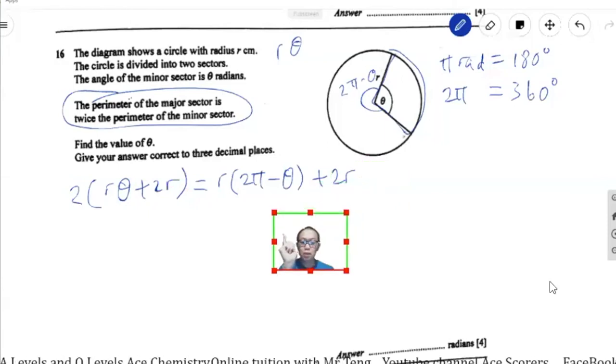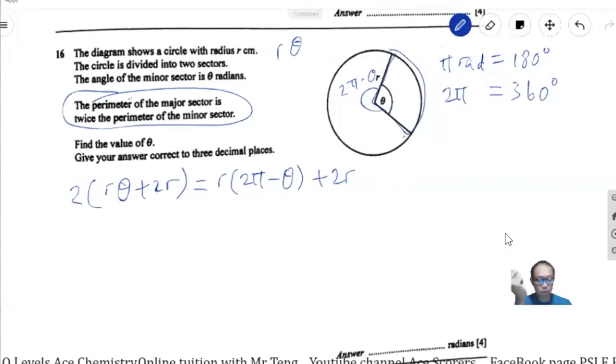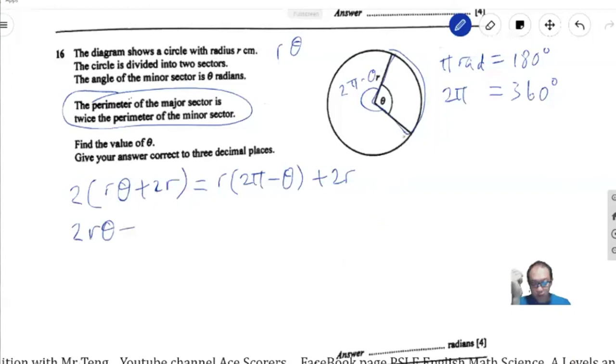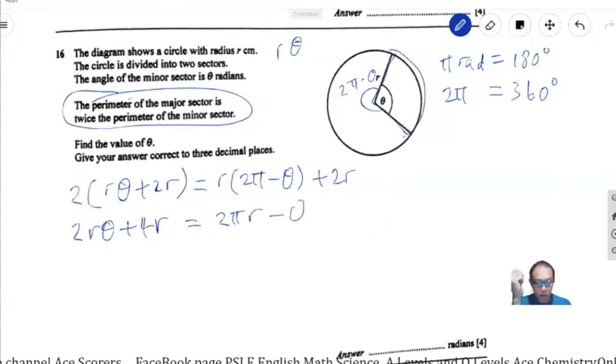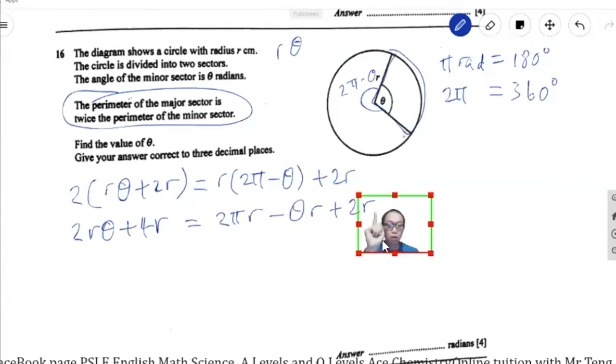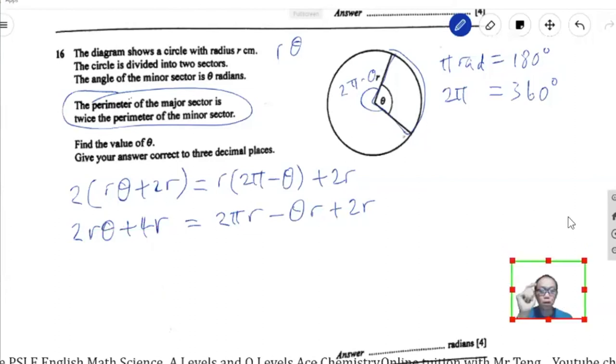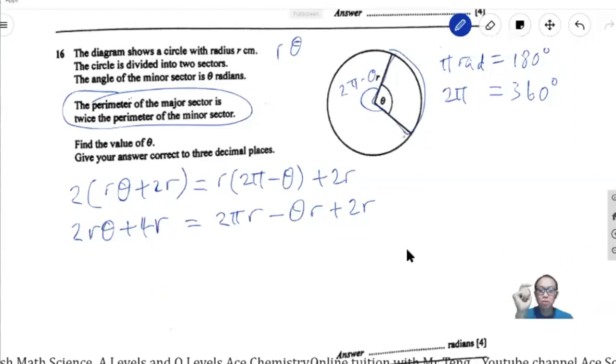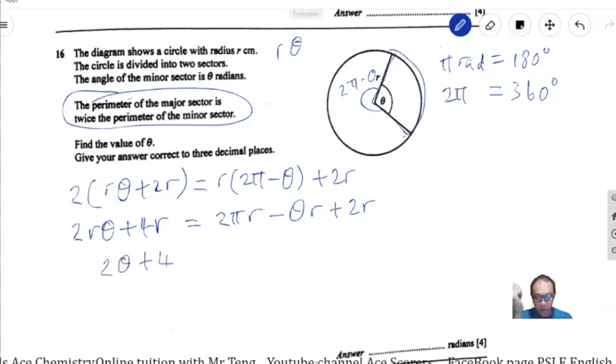You can divide the whole thing by r. So let's try to solve this. 2 times of everything: 2 r theta plus 4r equals 2 pi r minus theta r plus 2r. Can you see that every one of the terms has r? So what can we do? Divide everything by r, and we will have a very clean equation: 2 theta plus 4 equals 2 pi minus theta plus 2.